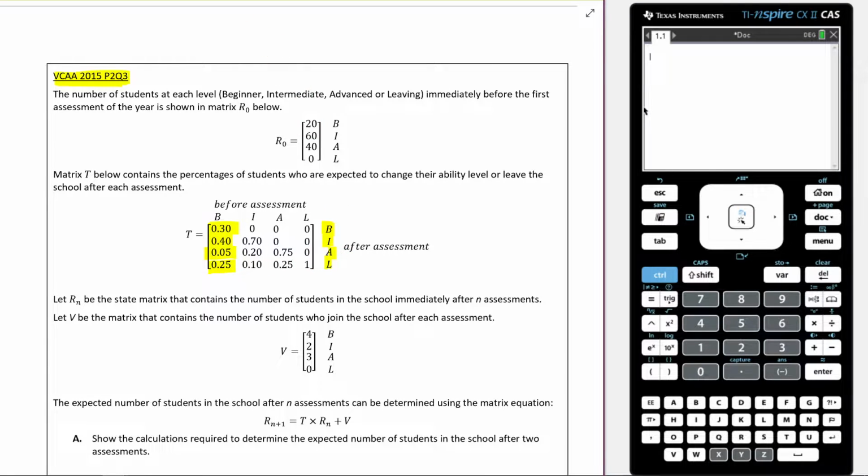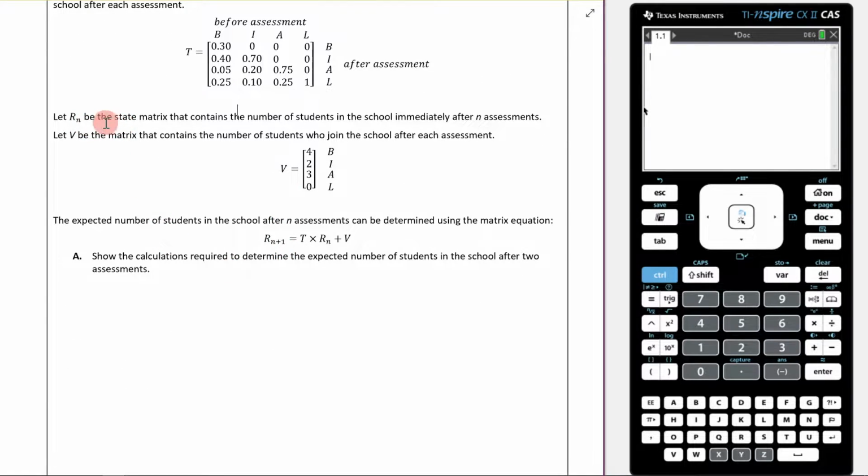If we then look at the next one here, you can see that of those that are intermediate, none of them go back to beginners, but 70% of the intermediate will stay at intermediate, 20% of intermediate will go on to become advanced, and 10% of them will leave. So that's how it works. Another interesting one would be leaving. If you've left the school before the assessment, obviously you've gone. So there's just a one there.